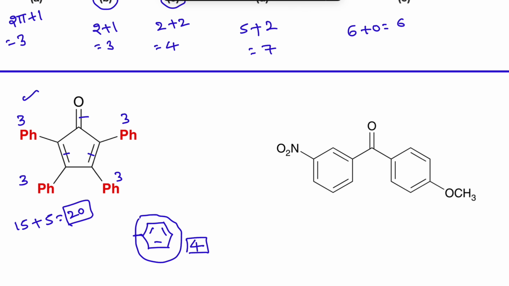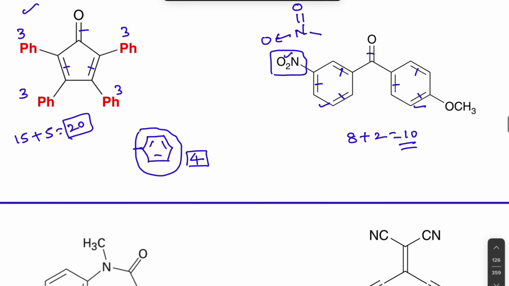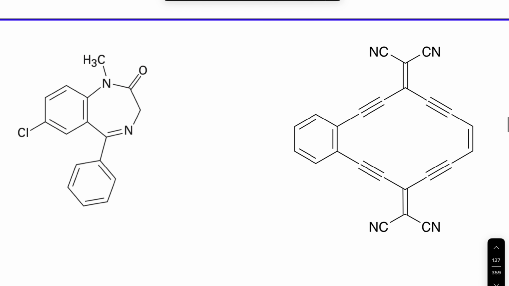And here most of the students commit mistakes. They overlook the NO2 group. NO2 group has one pi bond. So let us first count the number of pi bonds. Here the NO2 group has one pi bond. Here 1, 2, 3, 4, 5, 6, 7, 8. So 8 pi bonds, and here one ring, here one ring. 8 plus 2, so the degree of unsaturation is 10.